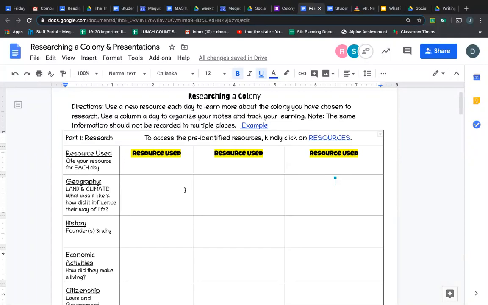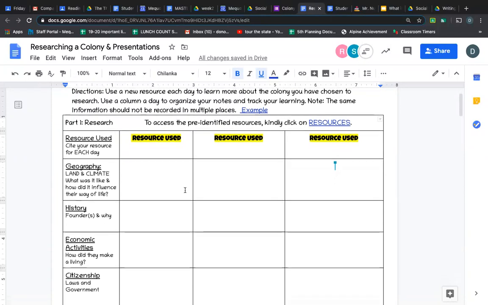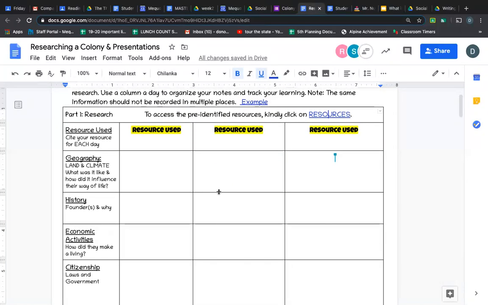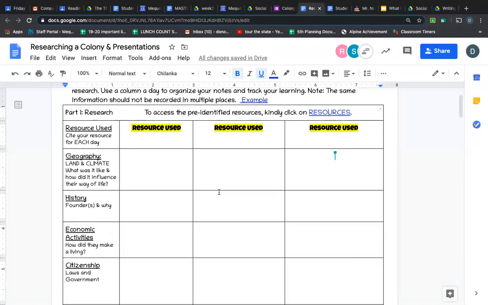You will need to have 2 pieces of information under each row. So when it says geography, land and climate, you need to have 2 pieces of information that describe the land and climate. What was it like and how did it influence their way of life? So using 2 resources. Now, remember the note here, the same information should not be recorded in multiple places.